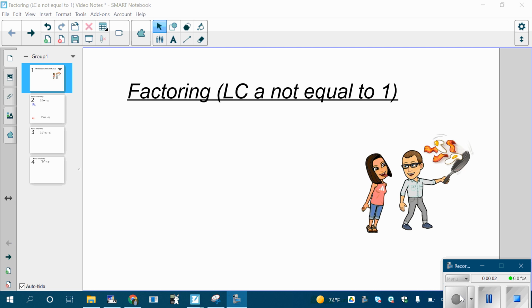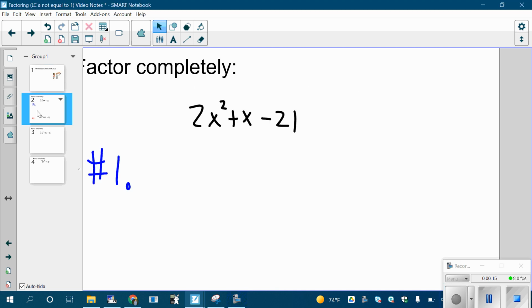Hey everybody, Mr. Covey here, and this is Mind Blowing Mondays number 5 on factoring where the leading coefficient is not equal to 1. This was a little bit harder type of factoring.